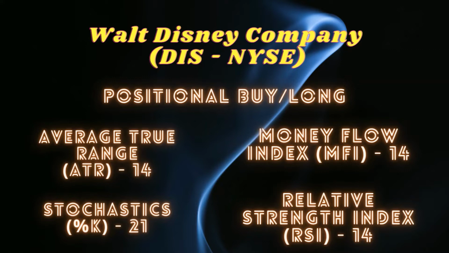The first one is the average true range, also known as ATR. So we will make use of 14 period ATR. There is something called a money flow index, MFI. So we will make use of 14 period MFI. Stochastics, many of you would know, consists of the percentage K line and the percentage D line. We will just consider 21 period percentage K line in this strategy.